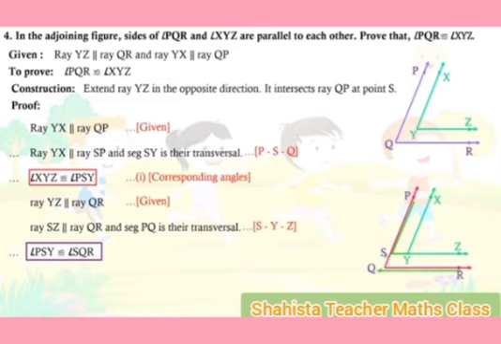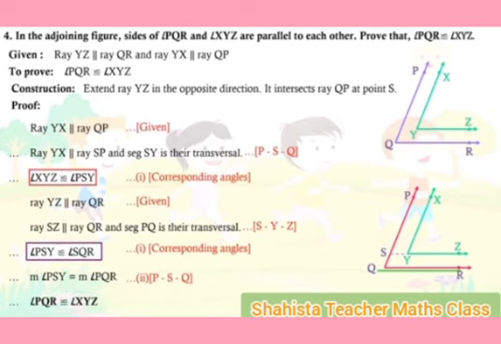Now you can see these two angles are congruent with each other. Why? They are corresponding angles. So angle PSY is congruent to angle SQR because they both are corresponding angles. Corresponding angles are on the same side, in the same direction, so the same angle, the same measure. So now the measure of angle PSY is equal to the measure of angle PQR.